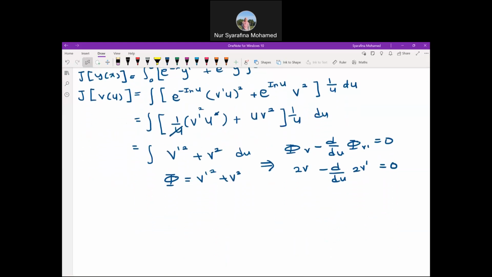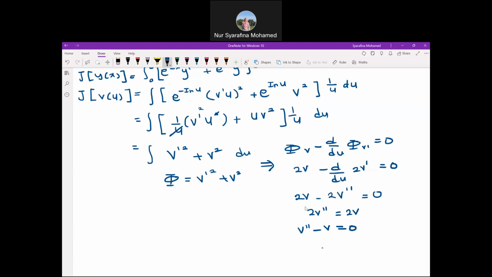So here we have 2v, and differentiating again 2v prime with respect to u, we have 2v double prime equals to 0. All right, so now we have here negative. We put the negative, so then we can have 2v double prime equals 2v there, right? Rearrange, simplify, we have v double prime minus v equals 0, right?